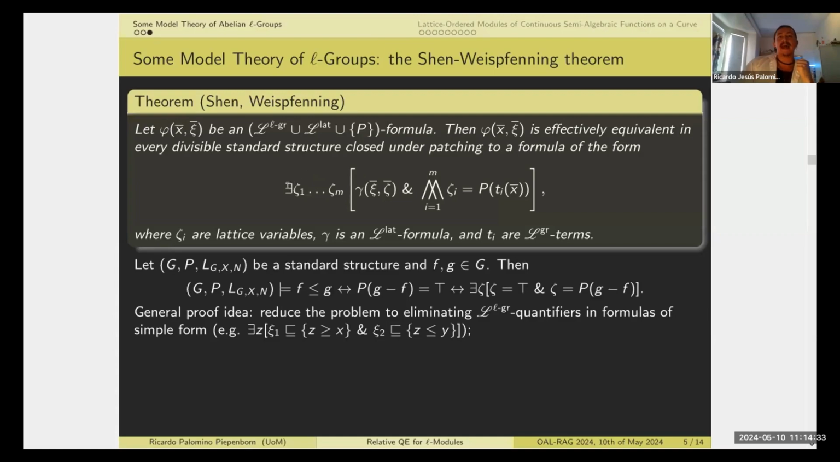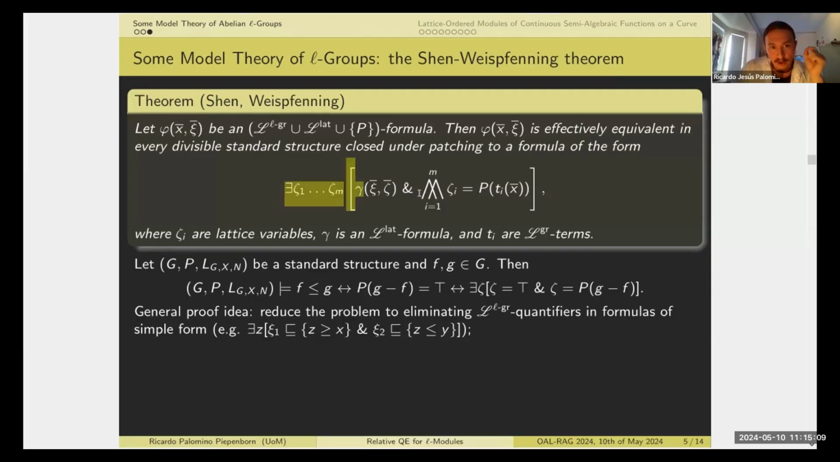The first one is that such formulas are essentially all the formulas in standard structures, in the language of standard structures, which don't have any quantifiers over the L group sort. So again, here I can start with an arbitrary formula, which can be, for instance, a formula just about the L group. And this formula may have quantifiers over the L group. But this theorem is stating that even if you have quantifiers over the L group sort, the equivalent formula will not have any quantifiers over the L group sort.